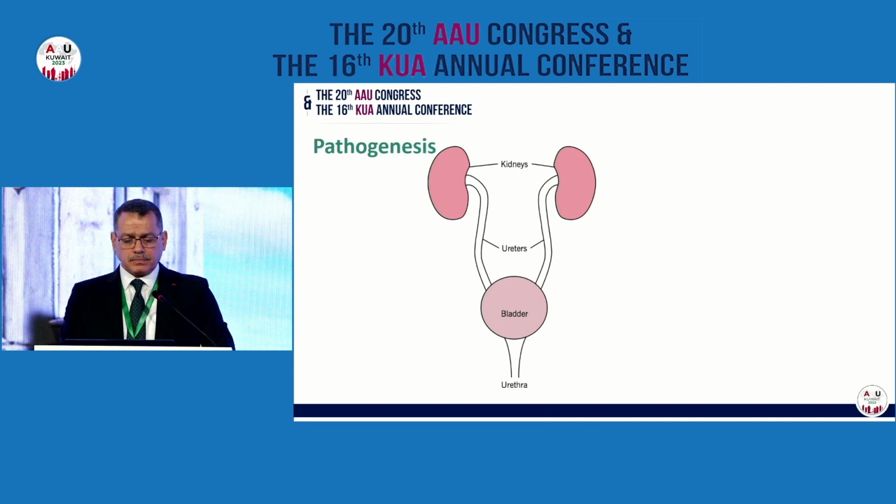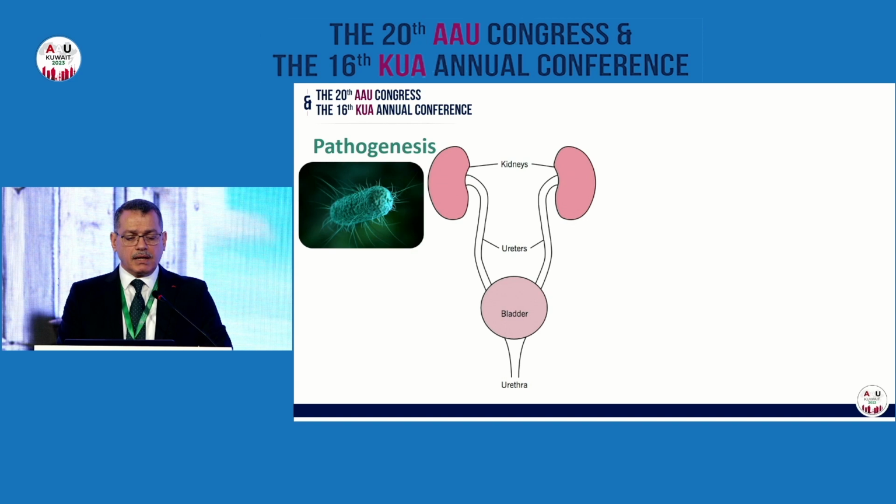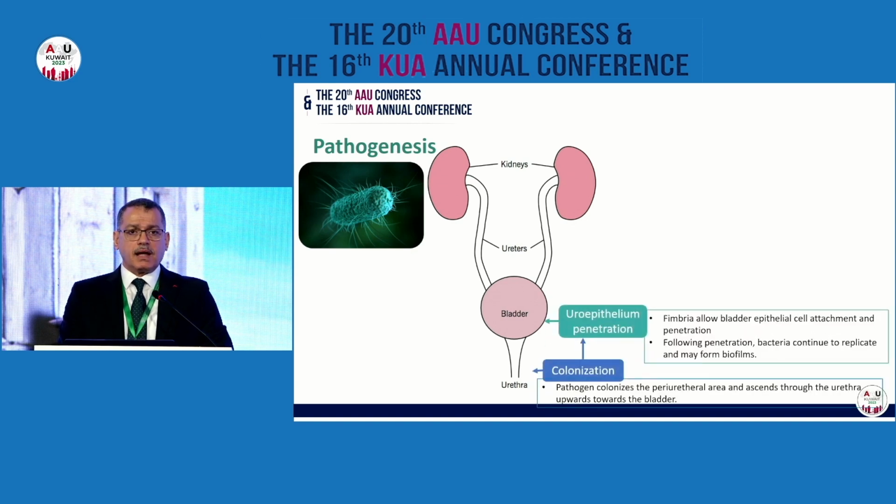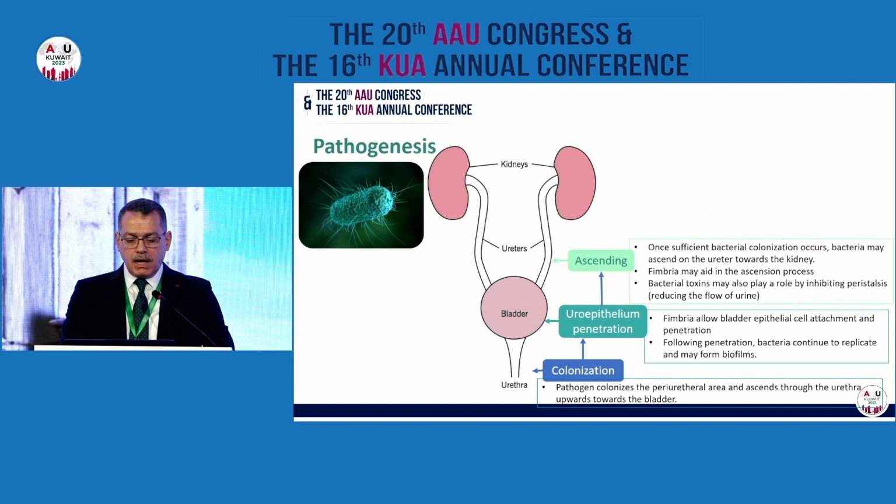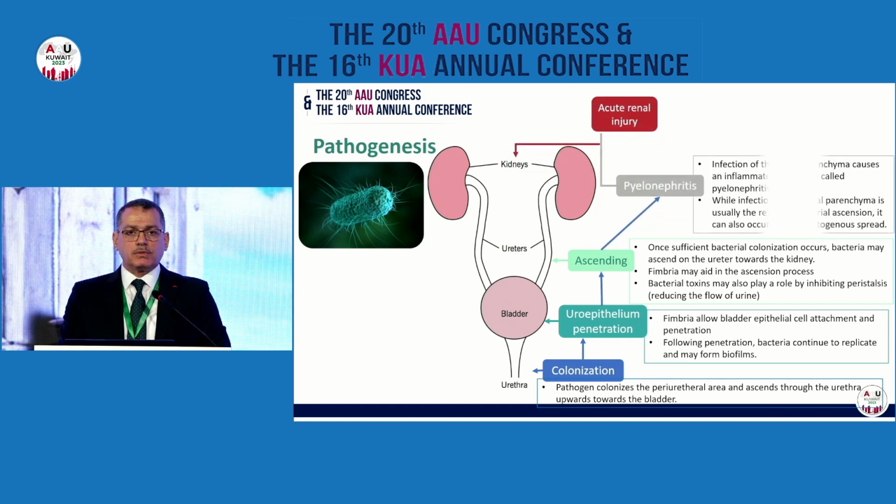All of you are aware of the pathogenesis of UTI. As you know, UTI starts either hematogenously or as an ascending infection. The pathogen colonizes the periurethral area and ascends to the urothelium in the bladder, where, by the aid of fimbriae, attachment, adherence, penetration and replication of the bacteria occur, leading to some sort of biofilm and colonization. This will ascend to the upper tract, and bacterial toxins may play a role by inhibiting peristalsis, which reduces the flow of urine, a very important factor in preventing UTI.